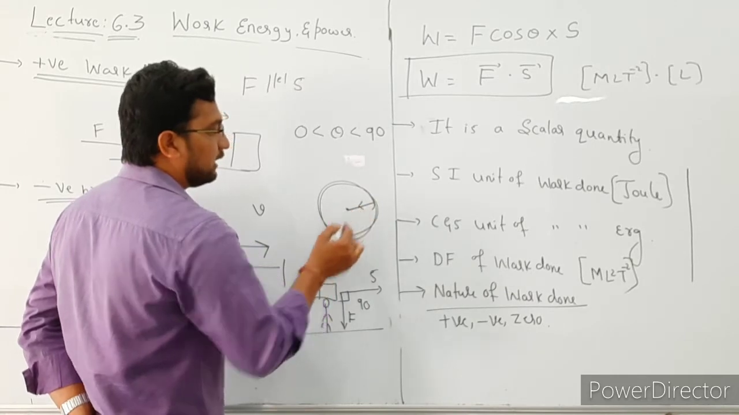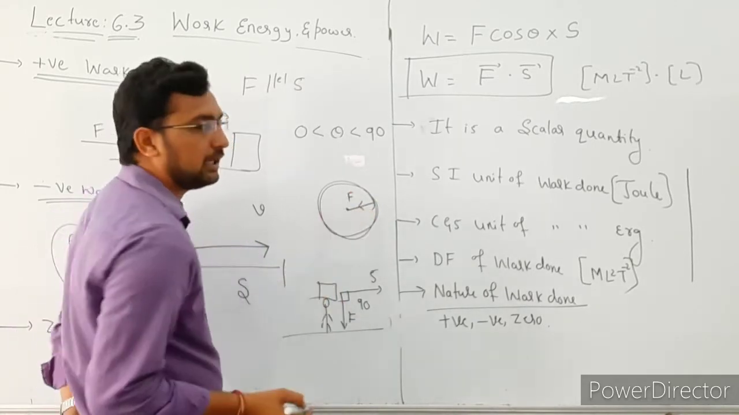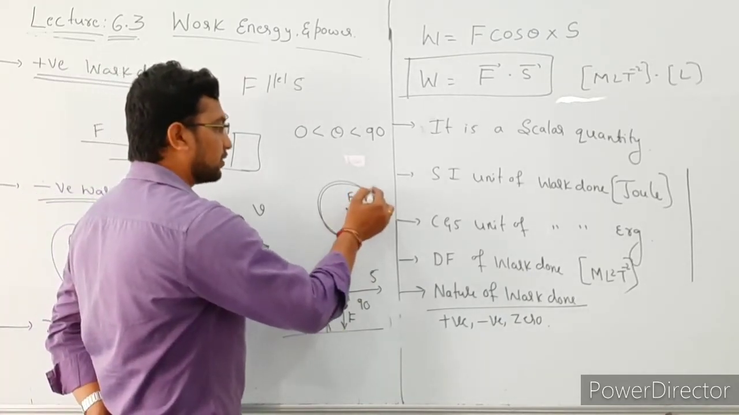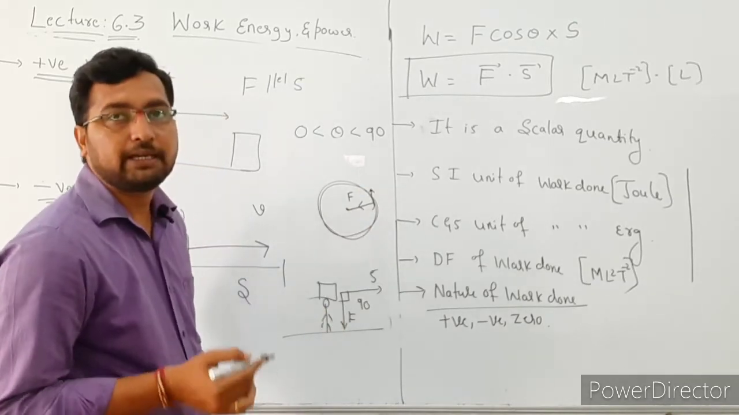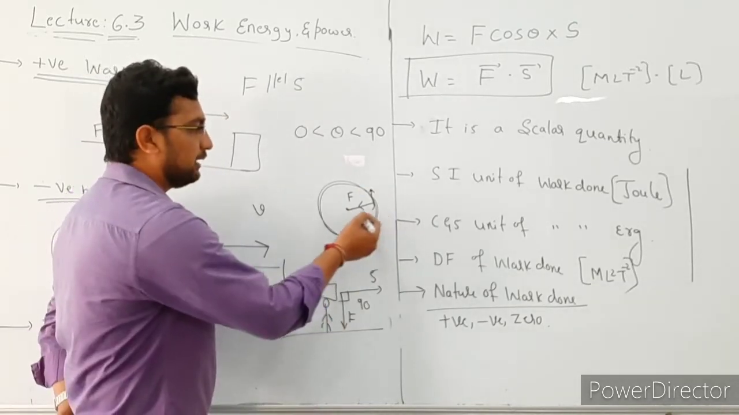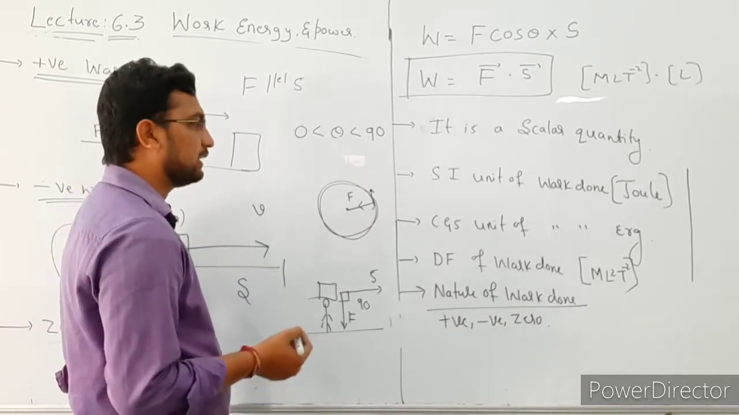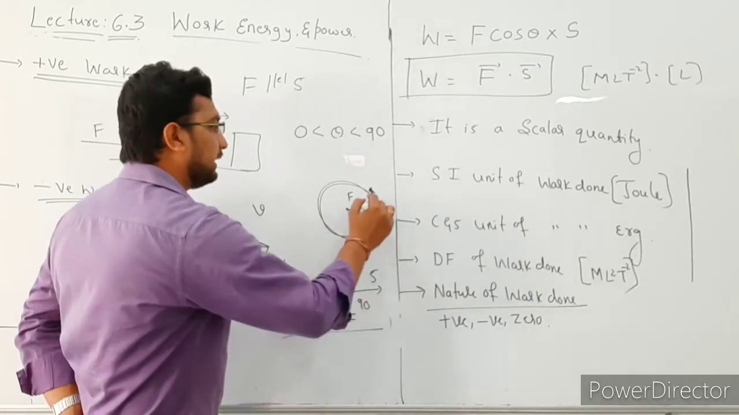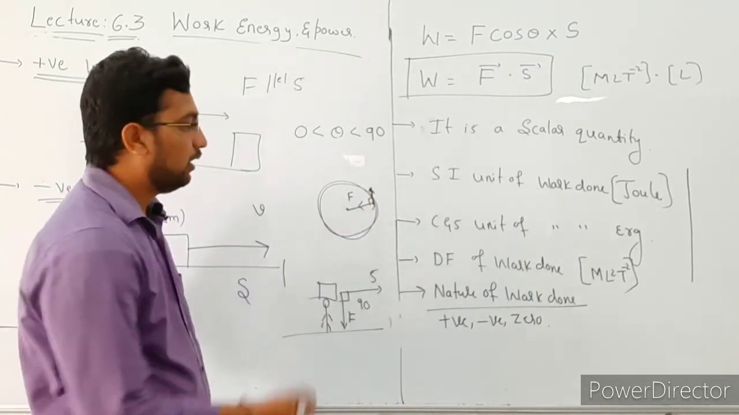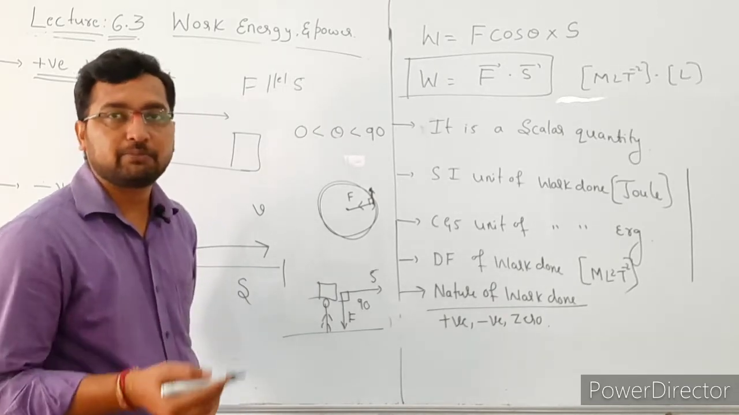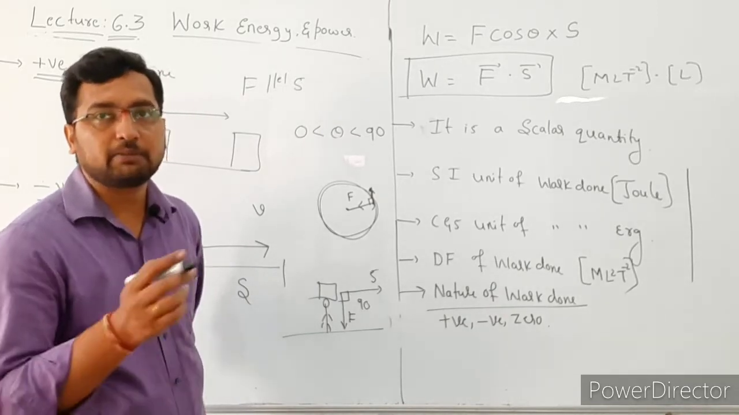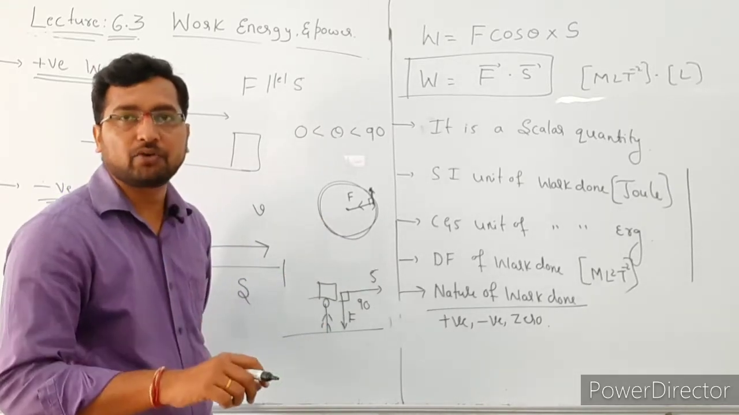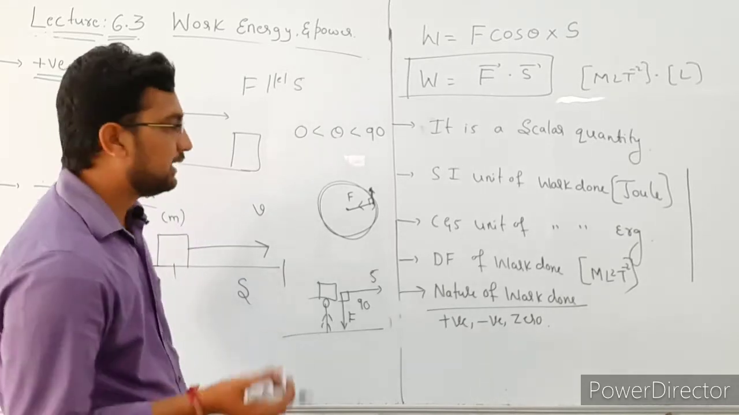And here the centripetal force is acting towards the center of the circle. So in this case, the work done by the centripetal force on the body is zero, because the centripetal force acts towards the center of the circle, and this is the direction of the displacement of the particle, and the angle between these two is 90 degrees. So work done is zero, right? If the object is following the circular path, then the work done by the centripetal force is zero.